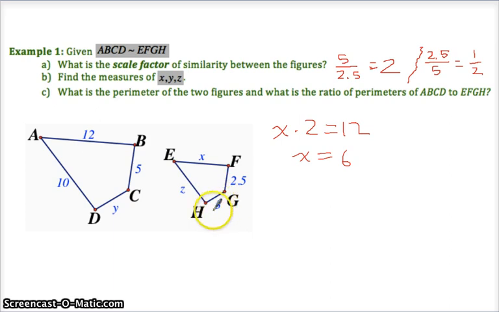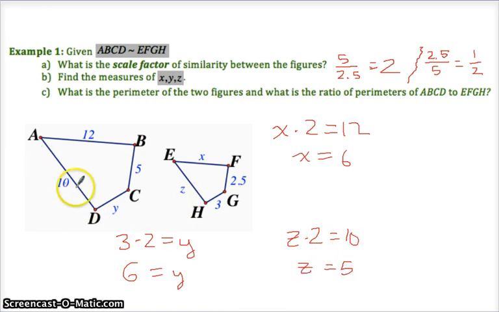Similarly, 3 kind of talks to this y over here. 3 times the scale factor ought to be y. Well, that's helpful. And z times the scale factor. Notice I'm doing this carefully in the right order. Z times the scale factor ought to be 10. Now, you might have been able to do a lot of these in your head. Maybe it's not surprising to you that this is 10, this is going to be 5. If this is 5, this is 2.5. All the stuff over here is half of what it was over here.